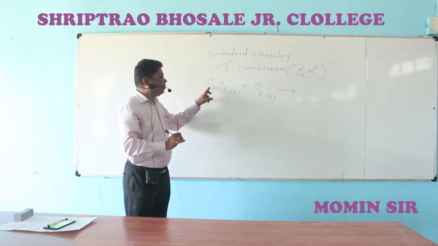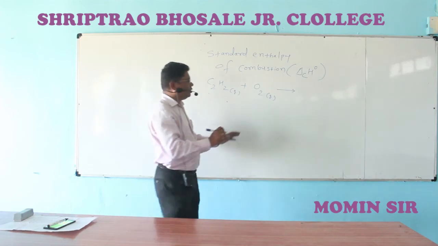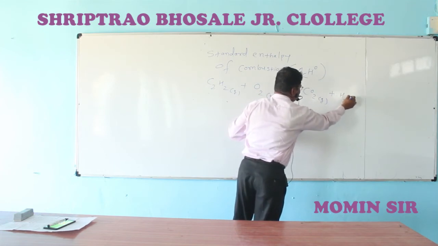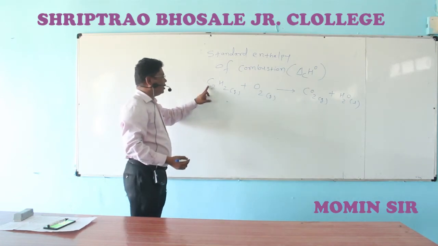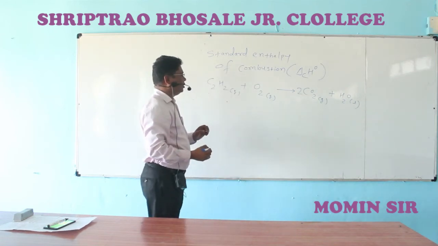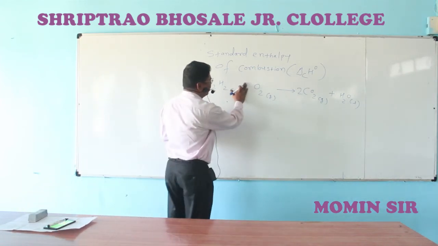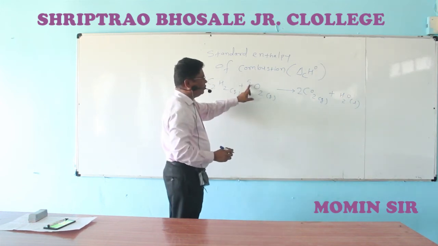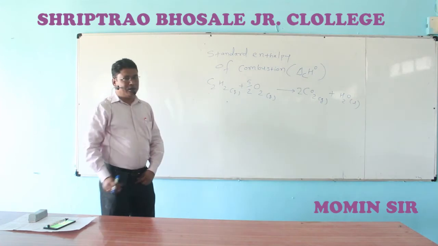What elements are there in the reactants? Carbon, hydrogen and oxygen. The products of this reaction are carbon dioxide gas plus H2O liquid. We want to balance this reaction, and there are 2 carbons, so we can balance carbon by writing 2. Now the number of oxygens: here 5. To balance the oxygen we write 5 by 2, and there are 5 oxygens on the other side. So all the elements in the reactants and products are balanced.